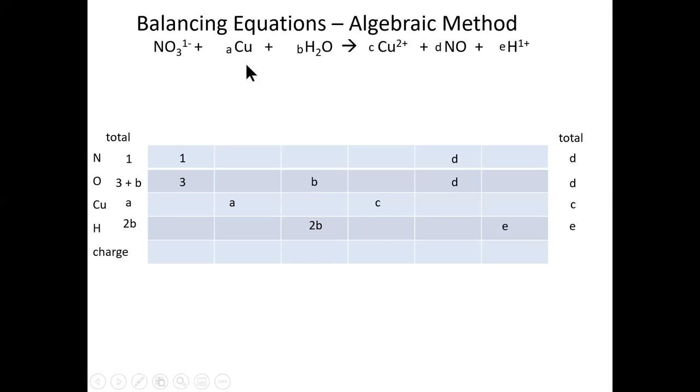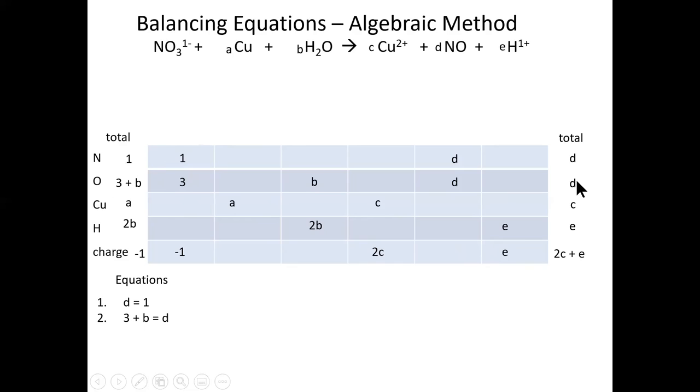And for charge, a little bit trickier, we have a -1 on this side, and we have a +2 on this side. So whatever charge we have for the copper has to be multiplied by 2. So 2C, and there's also a charge here where whatever coefficient we place here, E, has to be multiplied by +1. So it's really +E. So the total charge on the right would be 2C plus E, and the charge on the left would be -1. Well, now we can make equations, as I've said. So our equations are D really equals 1, and 3 plus B really equals D.